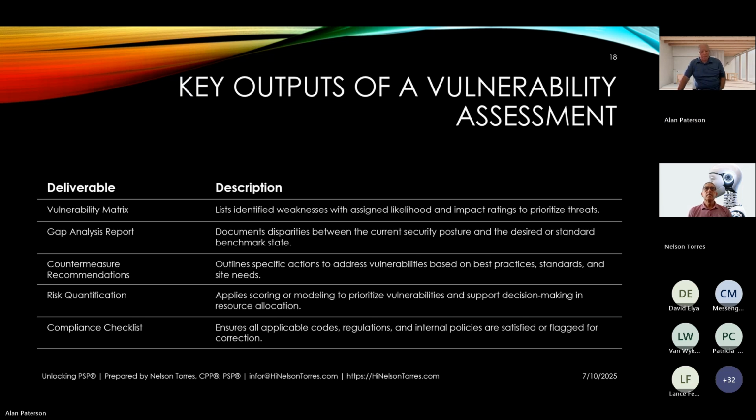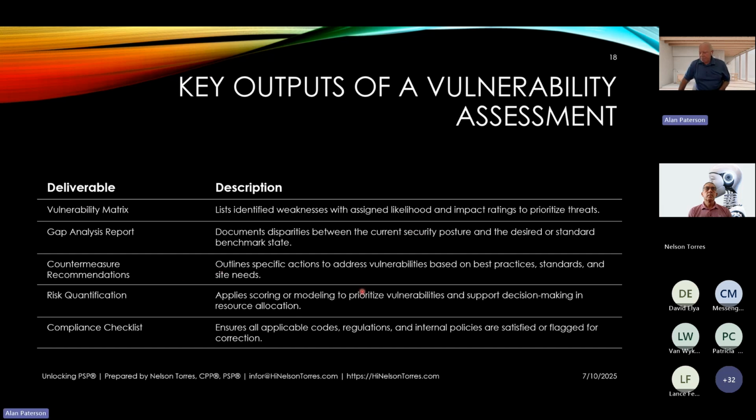Okay, key outputs of a vulnerability assessment. This is a nice little handy chart to have. So the deliverable will be a vulnerability matrix. That would list identified weaknesses, assign likelihood and impact ratings to prioritize threats. A gap analysis report. That would be for disparities between the current security posture and the desired or standard. So what the customer really would like versus how it stands now, that difference is what you want to be working.